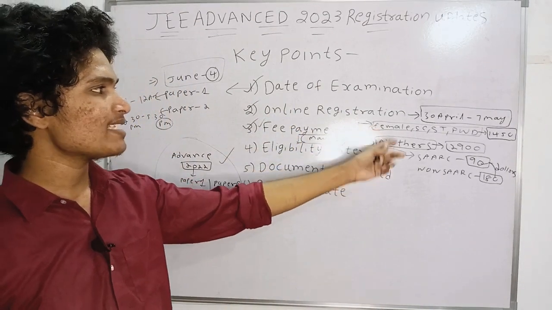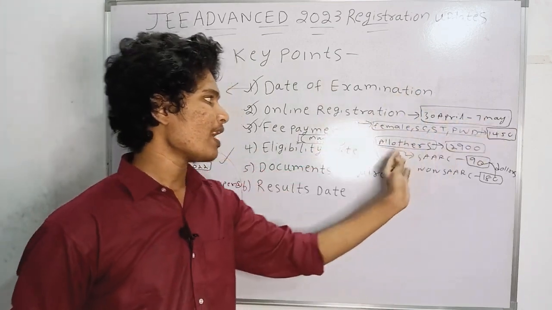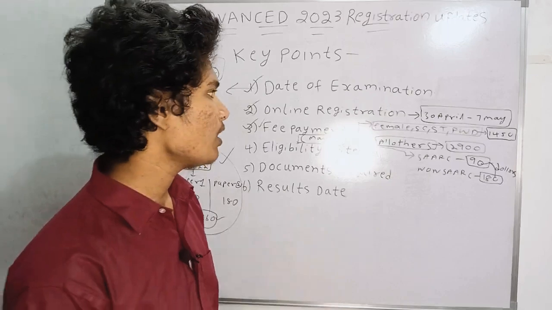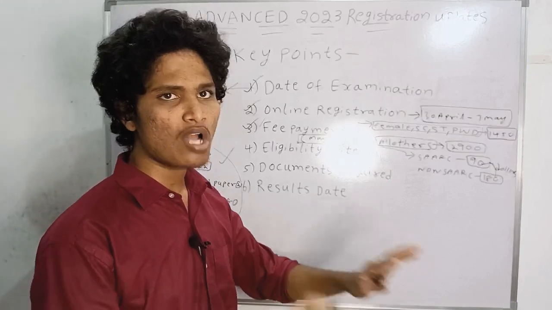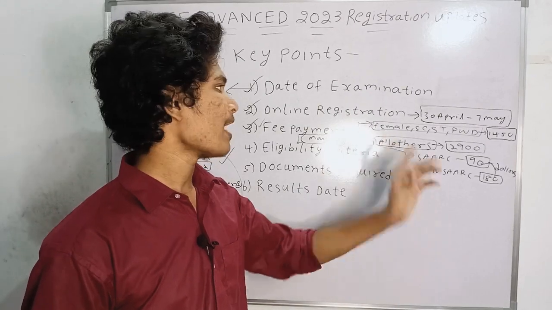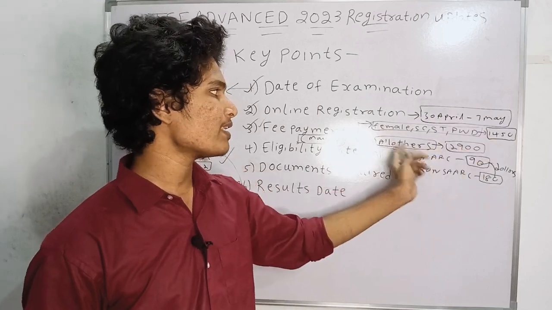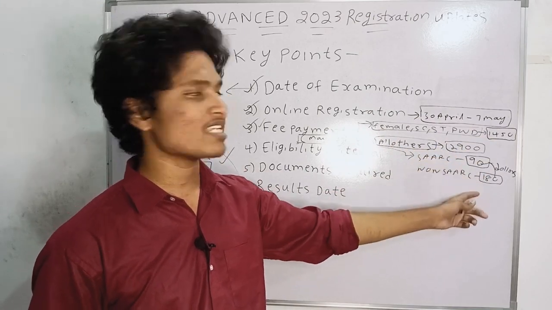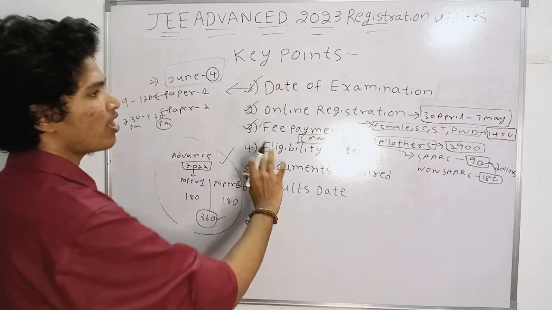I also said the categories. For the first category it is 1450, and the second category, that is all other categories like boys and the remaining categories, EWS, general EWS, OBC, these all categories, that is male. The female category is 1450 and the other categories is 2,900, and for SAARC countries and non-SAARC countries it is $90 and $180. So the 3 points are already completed.